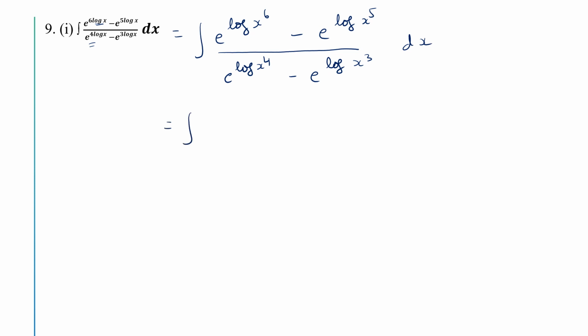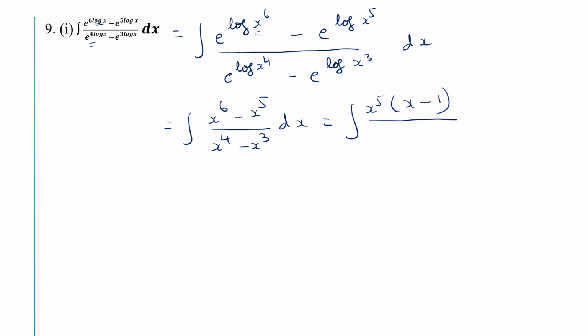This is nothing but e raised to log x raised to 6 is x raised to 6. x raised to 6 minus x raised to 5 by x raised to 4 minus x cube into dx. The numerator x raised to 5 is common, so we can take it outside. Denominator x cube is common, we can take it outside. Here x raised to 5 by x cube, so it is x raised to 5 minus 3, which is x square. So it is equal to integral x square dx, which is x cube by 3 plus c.